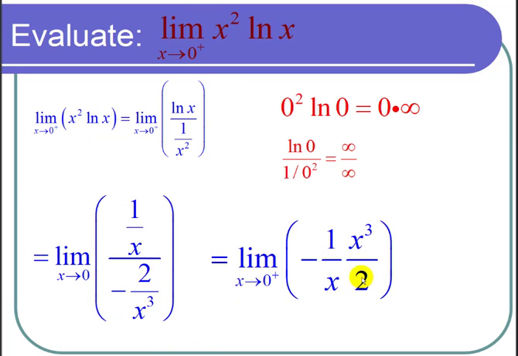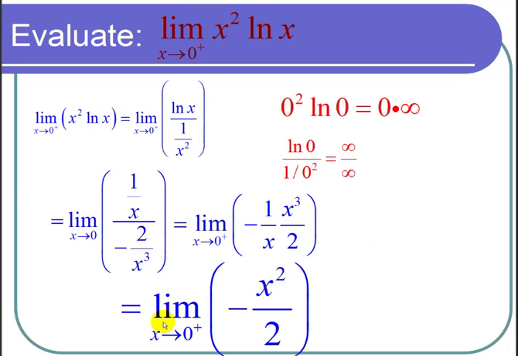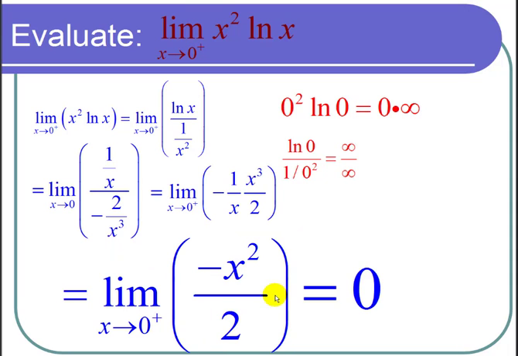Dividing fractions, we multiply by the reciprocal. 1 over x times x cubed over 2 is the same thing as x squared over 2. And what we get is the limit, as x goes to 0 from the positive side, of negative x squared over 2. Now we can just plug in. We plug in, we get 0, and we're done with the problem.